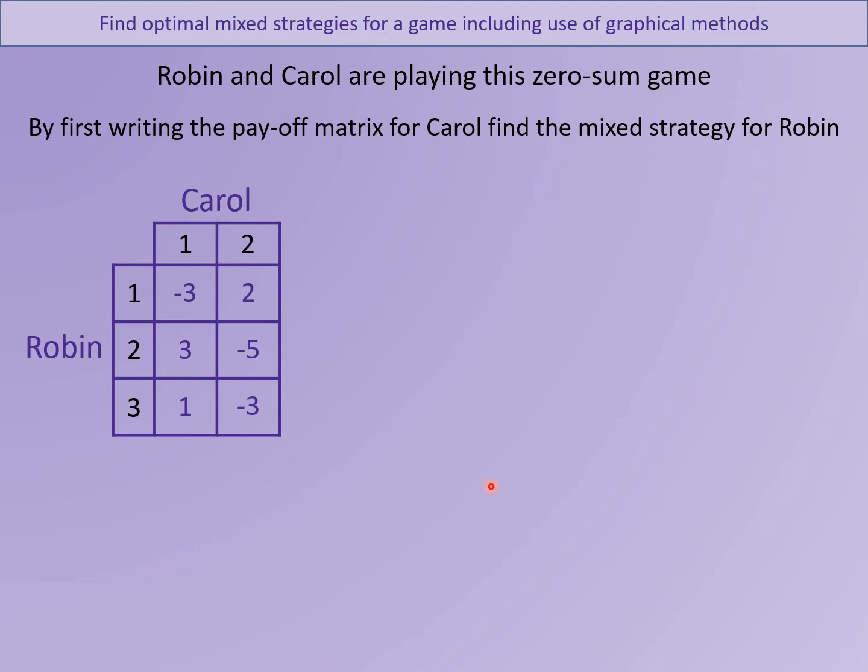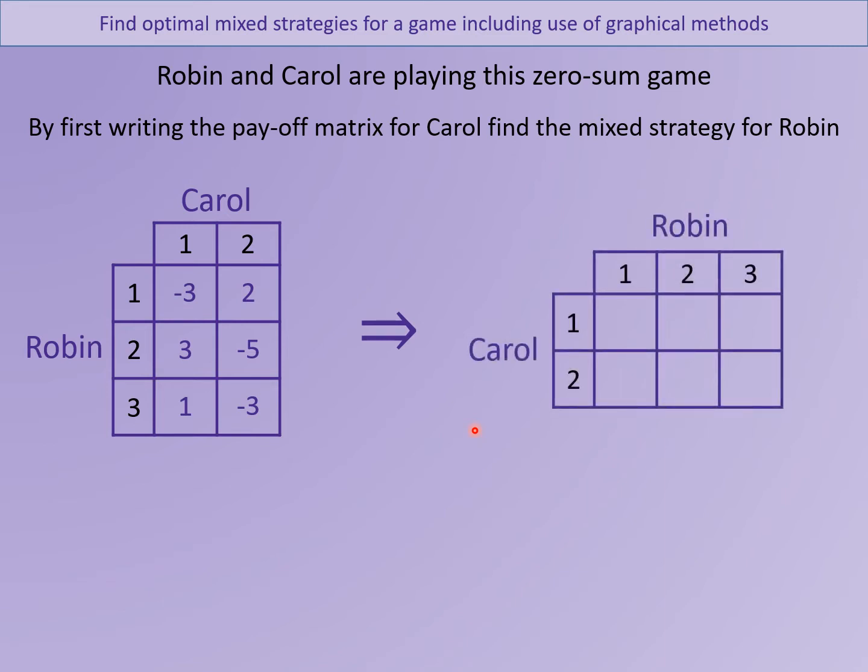Okay, so we know we can't do Robin straight away, we have to find Carol's first. So we can rewrite the matrix for Carol. Now we can do that by transposing it, so it looks like this, but then don't forget now that Carol's on this side, it should all be about Carol.